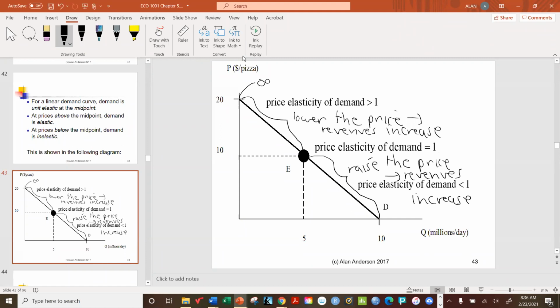And so when do we stop? Right here. When we reach this point where we are exactly at 1, it means that we stop raising or lowering the price, because this is where we need to be. Right here, this point maximizes total revenues.